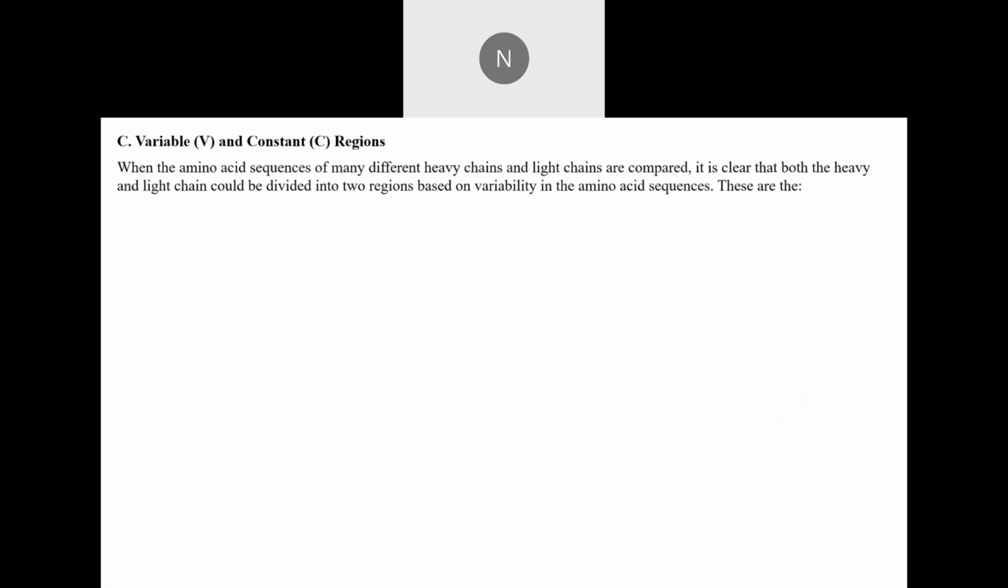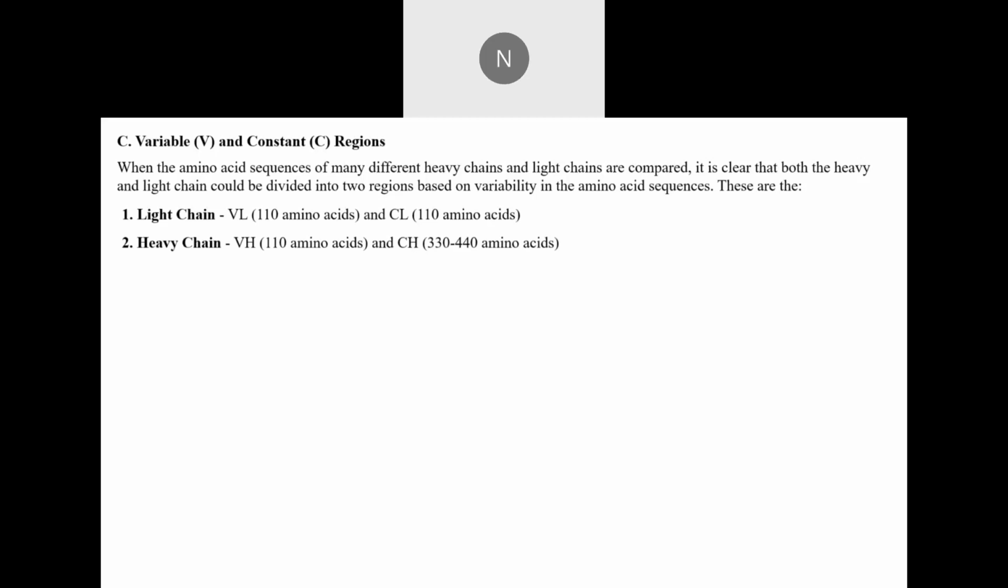These are all proteins. As I said in the first definition itself, they are all glycoproteins. So they have amino acids in sequence and may have many different heavy chains and light chains. It's clear that both heavy and light chains can be divided into two regions, namely the variable region and the constant region. In the light chain, there are 110 amino acids in the variable region, and the constant region also has 110 amino acids.